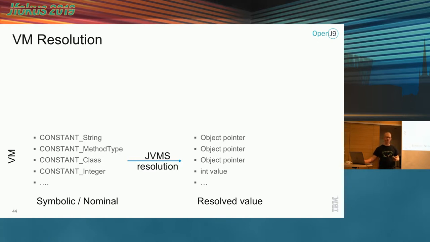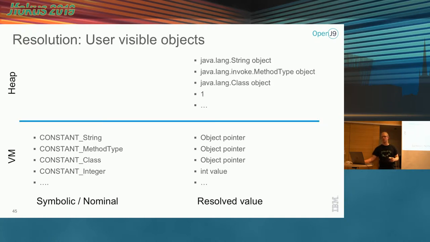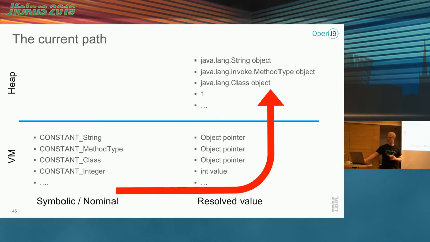And typically it's object pointers for anything that's an object, or it might just be the primitive value. And then because you've triggered resolution of this, somehow those values end up as things you can access and use in your program, right? So if we look at the Java heap or the Java user perspective of things, you've taken that symbolic information, you've moved it around this loop, and now you have the actual object, right? The VM cached a pointer to it and can give you back whatever this object is. So you've got your string object or your method type or your primitive value. And, right, the path seems to always go this way. We start with the symbolic, we go through resolution, and we give you the object value.